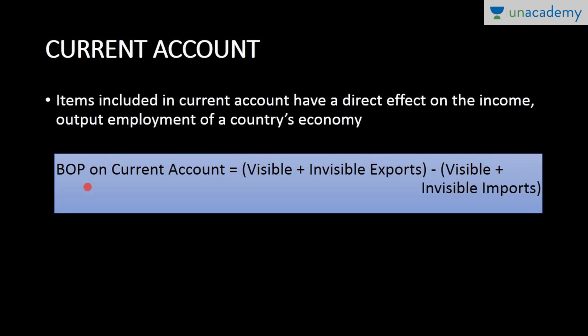Simply put, guys, balance of payment on current account is explained by this equation: visible plus invisible exports minus visible plus invisible imports. Whatever the exports and imports are, whether of visible items or invisible items, which I've discussed in the previous slides, that difference is known as the balance of payment on the basis of current account. While calculating whether the position of balance of payment is favorable or unfavorable, it depends mostly upon the BOP on current account.